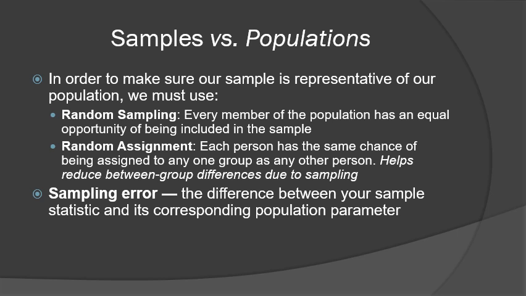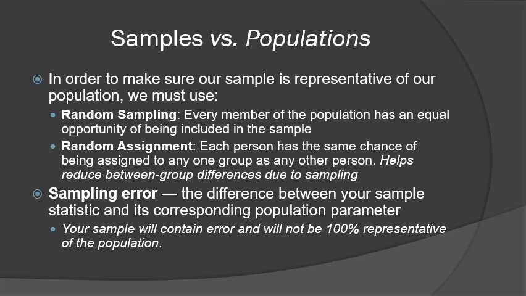After all that's done, you still are going to have sampling error. When we come back to probability, we'll talk about sampling error again, but sampling error is the difference between your sample statistic and the population parameter, and you will always contain sampling error. You are not going to get 100% representative of the population. Just by the nature of it, because you're not collecting the entire population, you're going to have slight differences between your sample and your population.